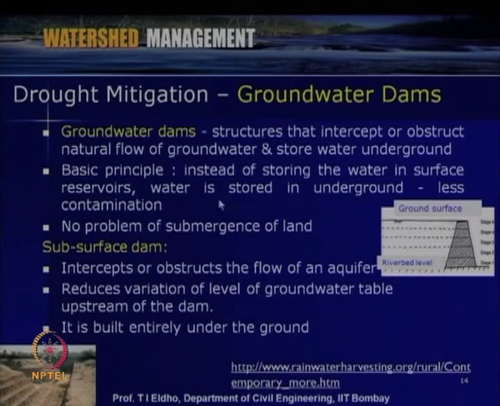So groundwater dams can be subsurface dams. This is a subsurface dam. Here we intercept or obstruct the flow of an aquifer, and this reduces the variations of levels of the groundwater table upstream of the dam, and it is built entirely under the ground as shown here.